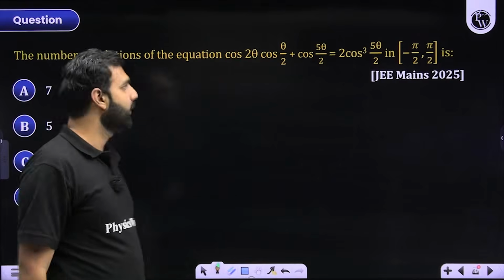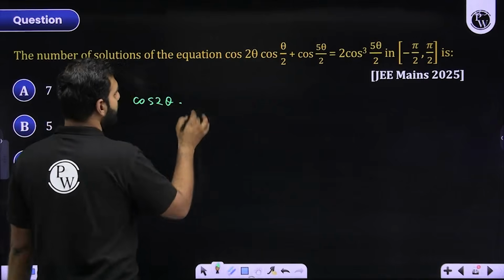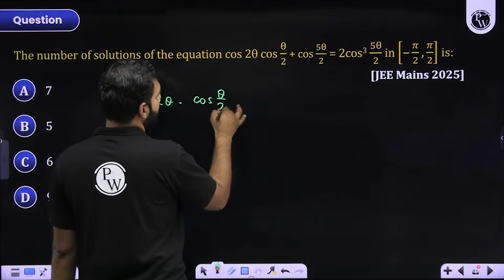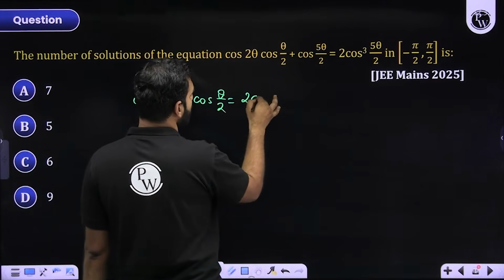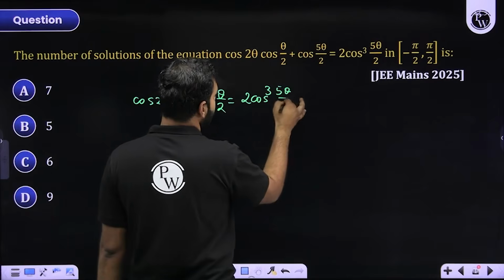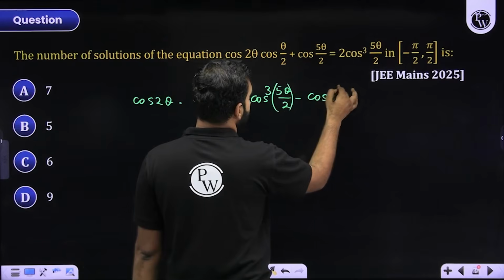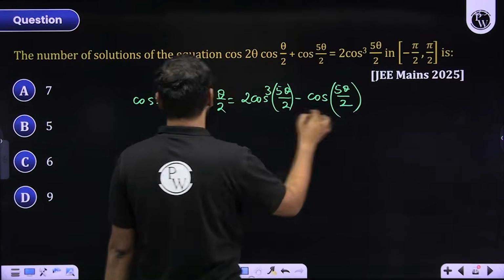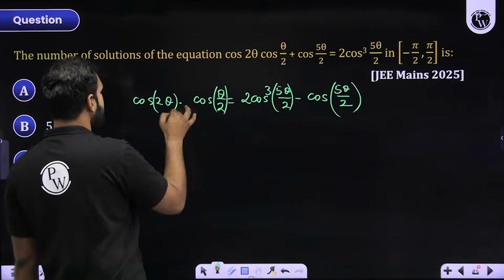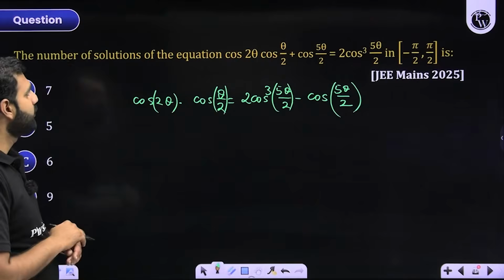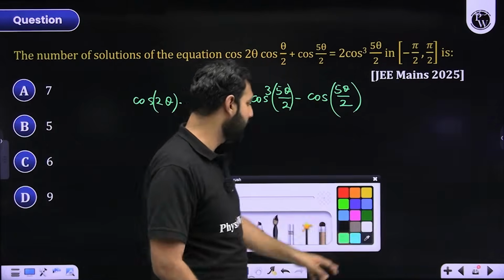How do I do it? Now let's have a look at that. So what are we given? We are given cos 2 theta times cos theta by 2. That's fine. This cos 5 theta by 2 I'm taking to the other side. So this becomes 2 cos cube 5 theta by 2 minus cos 5 theta by 2. I hope there is no confusion on that. I hope there is great clarity on that. So we have cos 2 theta, cos theta by 2, 2 cos cube 5 theta by 2 minus cos 5 theta by 2. I hope everybody is comfortably understanding this.